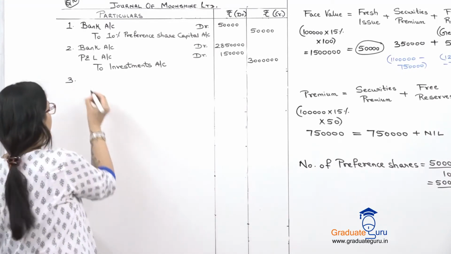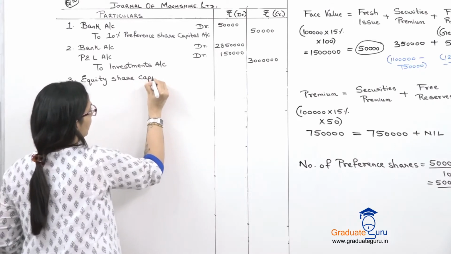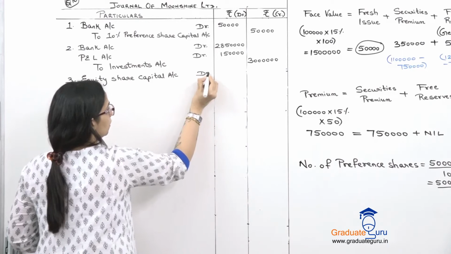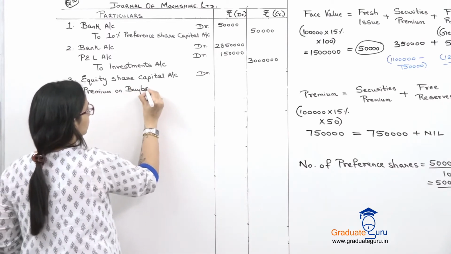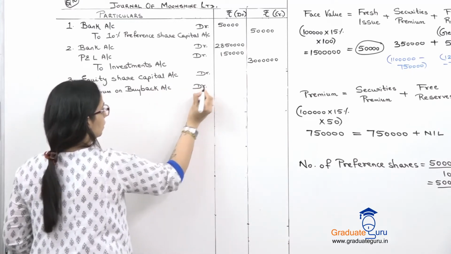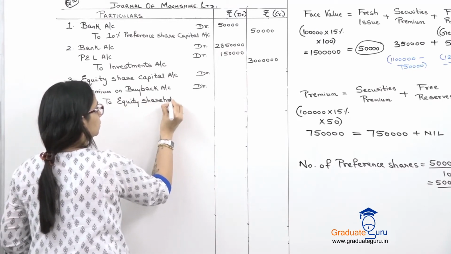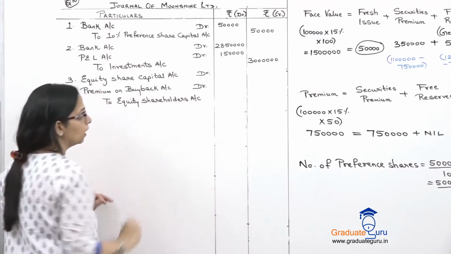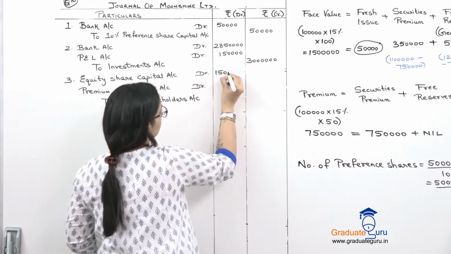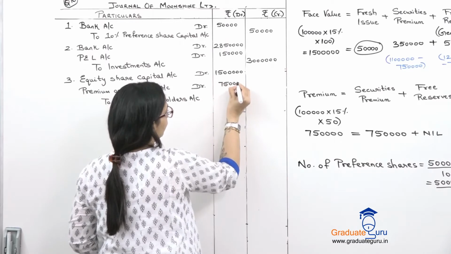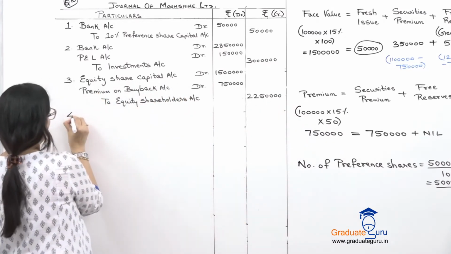Next is for our buyback. जो हम general entries pass करते हैं. What are we buying back? Equity shares. So equity share capital account debit. There is also premium. So premium on buyback account debit. To equity shareholders account. Okay, amounts from my equations, 15 lakh and 7,50,000. 15 lakh, 7,50,000. Total is 22,50,000. That's our buyback.